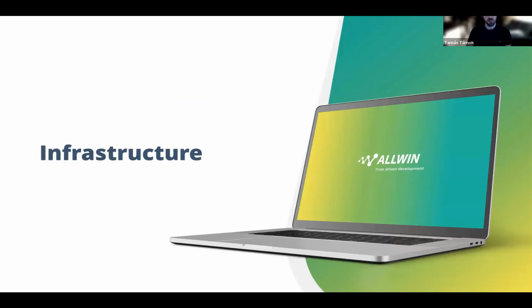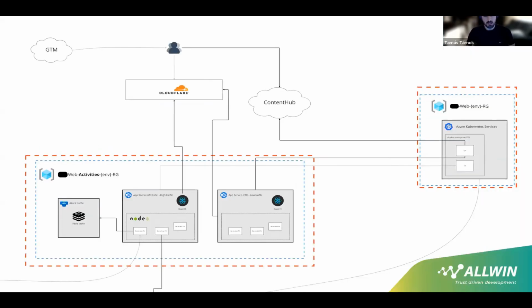Yes, a bit more about the infrastructure. On the right side, we have the Sitecore. This is just a simplified diagram of the Sitecore environment, which was also connected to Content Hub. And here you can see the Sitecore CM is connected to the CM app service, and we have the content delivery, which is connected to the CD app service. And inside this resource group, we had the Redis cache for the Next.js application.